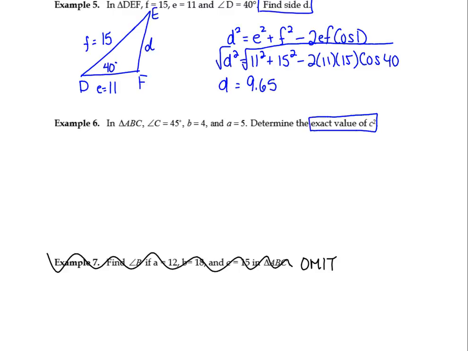I like this question. We can draw it. Let's draw it. Okay. So let's put 45 degrees here. And I put, side A is 5. Side B is 4. I want the exact value of C squared.